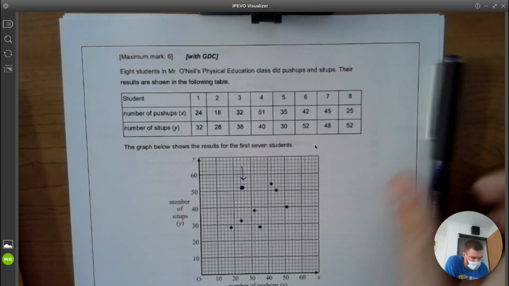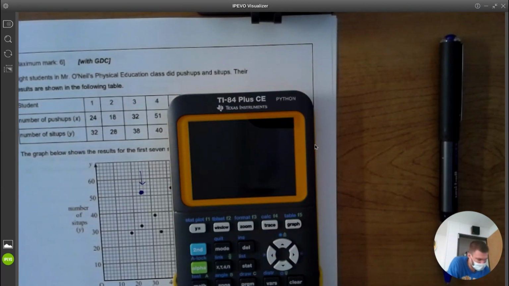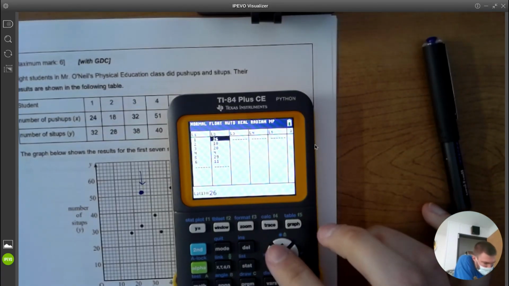Find the equation of the regression line. I'm gonna go fast.